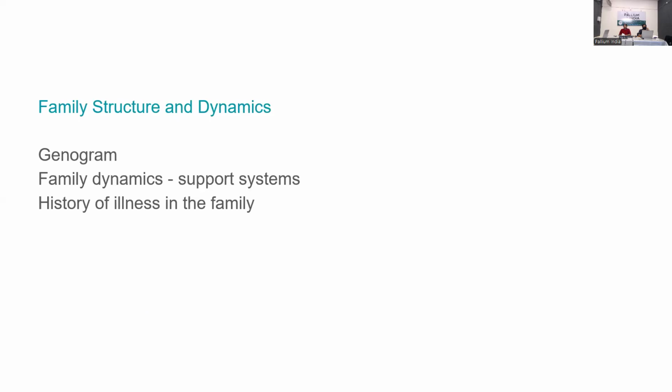Next is family structure and dynamics, right? You might be very much aware of the genogram, the family tree that we usually draw to pictorially represent the family dynamics, right? So that is what comes under family structure and dynamics, and we might need a complete genogram and family dynamics to see who is supporting, and if there is any conflict at all. What also comes under family structure is the history of the illness in the family, whether there are any genetic factors that are linked to the disease. So all those things will come under family structure.